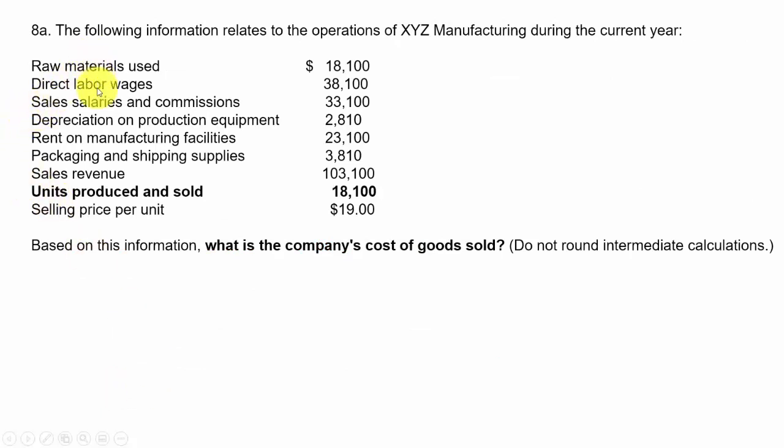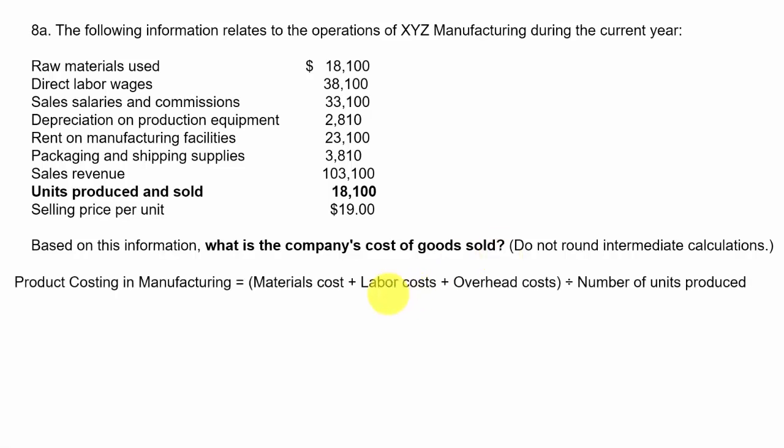All right, so we've got all this information here: materials, wages, salaries, depreciation, rent, packaging and shipping, sales revenue, units produced and sold, 18,100, selling price, $19. And from all this, they want to know what is the company's cost of goods sold. Okay, cost of goods sold. That would be taking the material, labor, and overhead that's incurred in the factory and figuring out how much we have spent in terms of making these units.